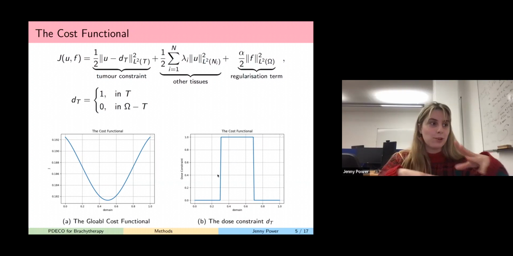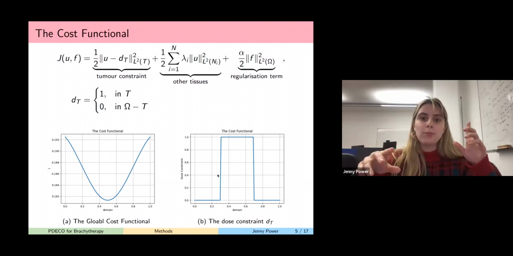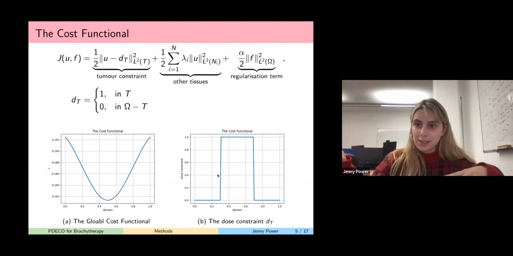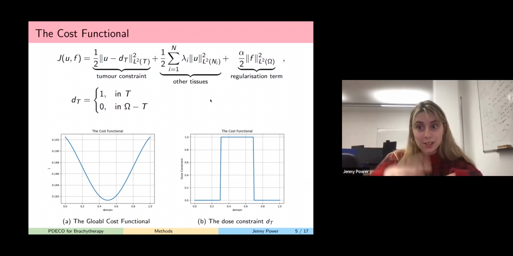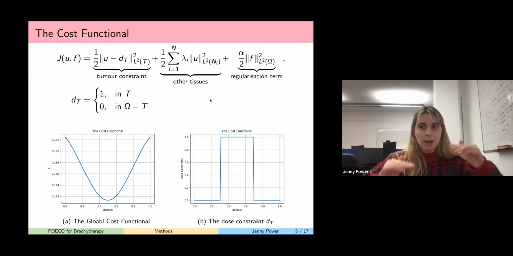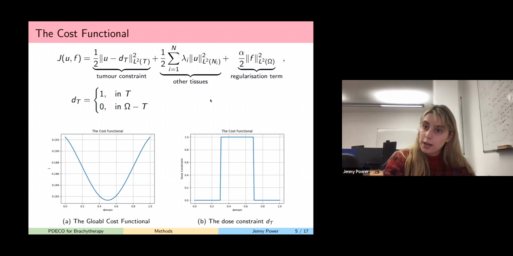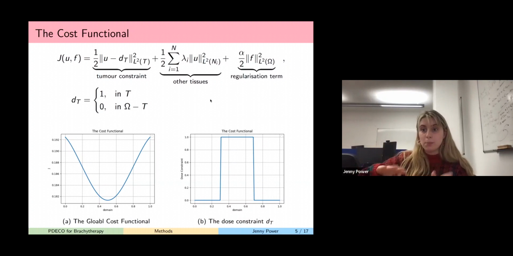However, as I said before, this is a balancing act. We're not just worried about making sure the tumor has enough radiation. We also want to make sure that the radiation in the other tissues is minimal. And this is what our second term deals with. We have a summation here to account for n number of tissues in our system. Let's just focus on the L2 norm for 1 tissue. When this norm is minimized, it enforces that U is equal to 0, so the radiation is 0. The different lambdas then enforce how strong we want the condition to be. It's that balancing act. If lambda is really big relative to the tumor constraint, it's saying this is the most important thing to focus on minimizing. It basically lets the cost functional know, for our optimization algorithm, which are the more important terms to worry about making 0.